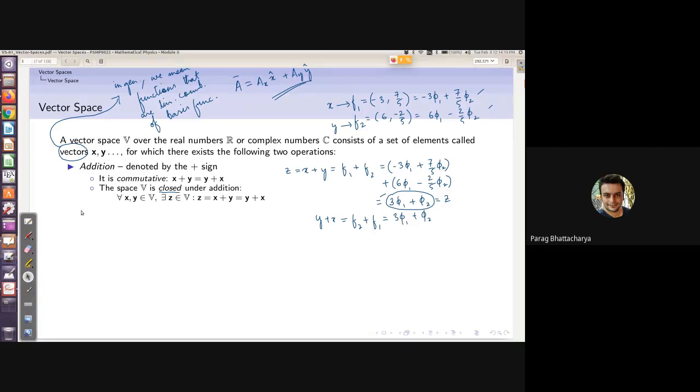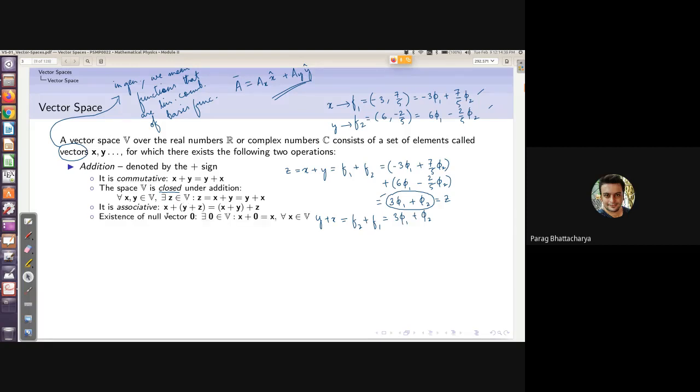Next, it is associative. If I have three vectors, x plus y plus z, first you add y plus z and then you add x, or you first add x plus y and then you add z, or you first add x plus z and then you add y, it does not matter. That's why it's known as the associative property.